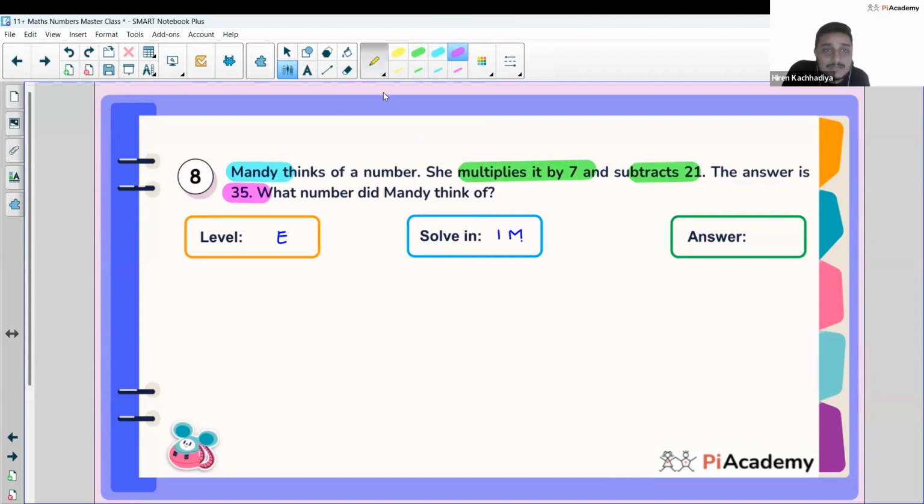So you can start from the end, right? 35, you can take it like this, and then you can do the reverse thing, okay? Instead of subtracting 21, you can add 21. So after doing this, how much will we get? We will get 56, okay? And instead of multiplying by 7, you can divide by 7, okay? So you will get the answer, that is 8. So the answer of this question is going to be 8, okay?